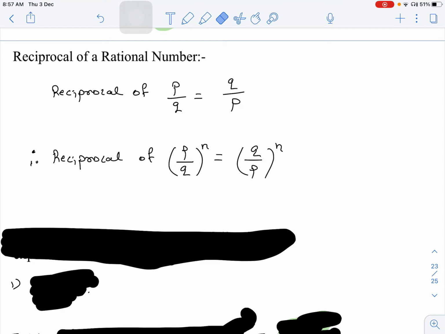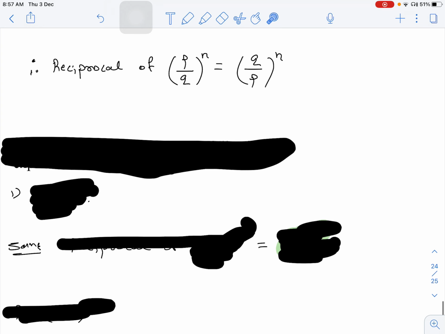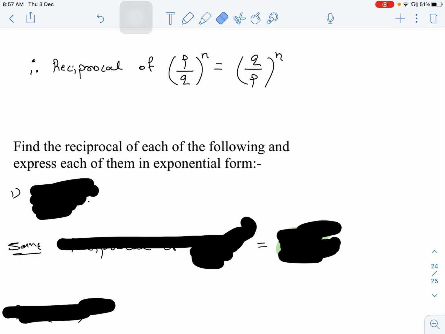So what will you get? We'll get it as (q/p)^n. So what we have learned is that whenever we write the reciprocal of a rational number, the power remains as it is and we have to take the reciprocal of the number, that is, the numerator goes to the denominator and the denominator goes to the numerator. Now let us consider some examples. It is given: find the reciprocal of each of the following and express each of them in exponential form. Okay, so let us consider our first example.